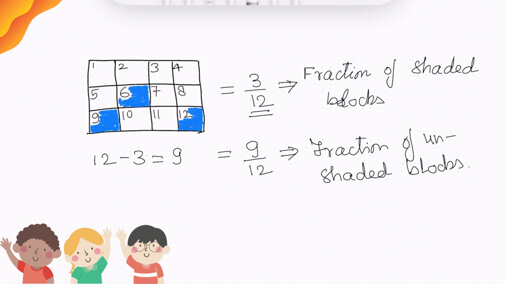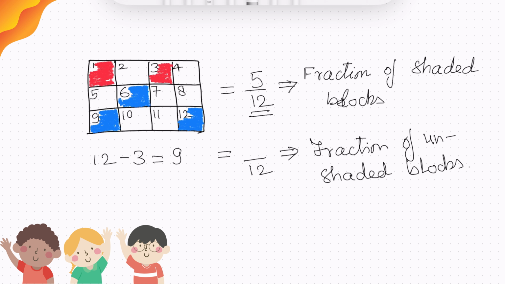Now just for the practice, let's color some more blocks. So this time I'm going to pick the red color. Okay, so I will just shade block number 1 and maybe block number 3. Okay, so now if I ask you what is the number of blocks which are shaded, I can simply count 1, 2, 3, 4, 5 blocks are shaded. And what is the fraction? Fraction will be 5 by 12, correct?